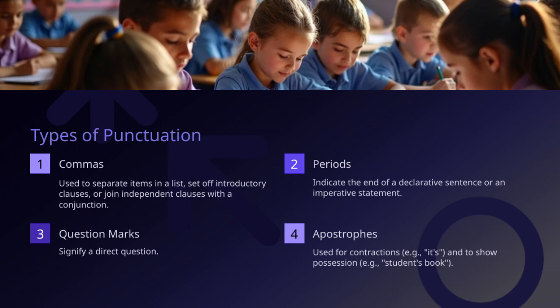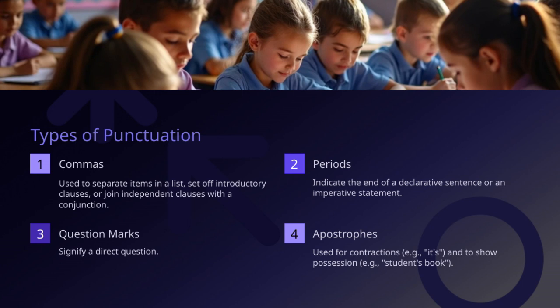First, apostrophes. They are essential for contractions like it's for it is, and for showing possession, such as the student's book. Remember, apostrophes help make our writing clearer and more natural. Next, periods. These indicate the end of a declarative sentence or an imperative statement. When you finish a statement or give a command, you use a period to signal that you're done. Question marks are a bit different. They signify a direct question like, what time is it? They help your reader know you're asking something, not making a statement.